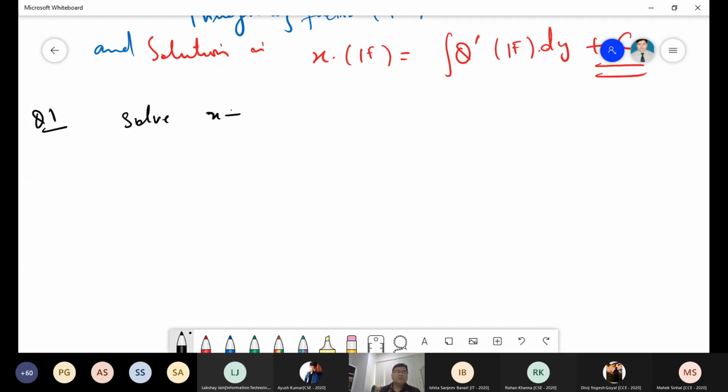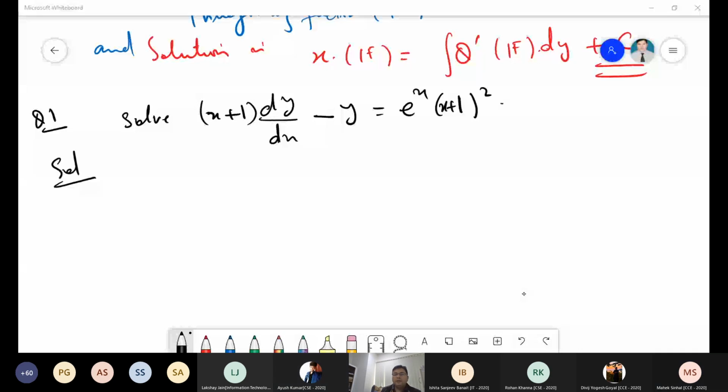This is (x+1) dy/dx minus y equals e^x (x+1)^2. So the question is, is it in linear form? Solution. Is it in linear form? Yes, sir. We can go for that.